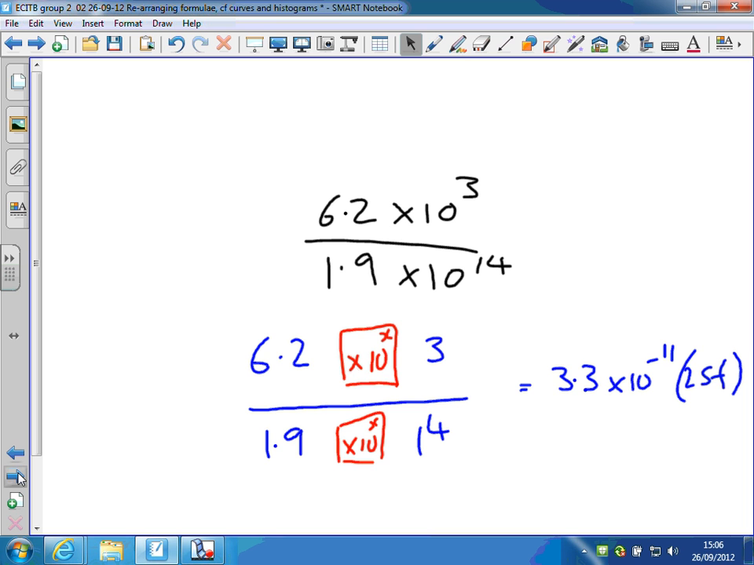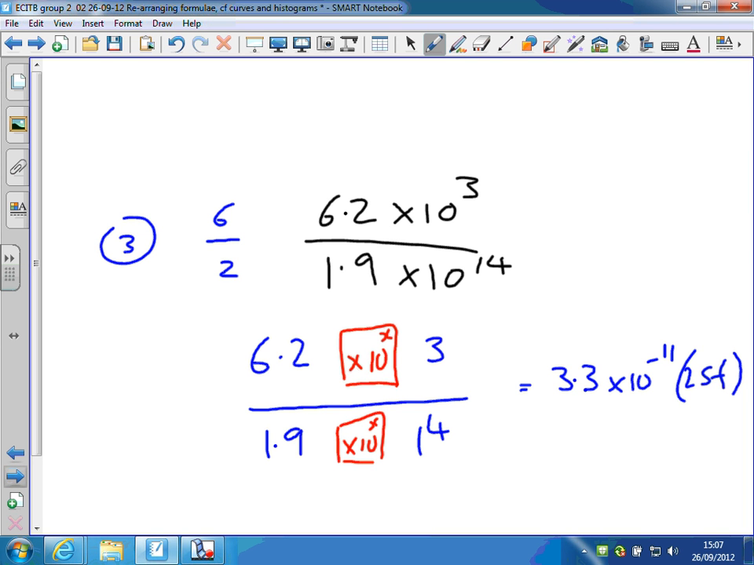You need a feel for what you expect the answer to be. And I've got an idea what I'd expect that answer to be. And I'll show you how I do that, okay? I estimate it. I look at this and round to one significant figure, 6, divided by 2. 1.9 to one significant figure is 2. So 6 divided by 2, 3. So I'm expecting roughly 3.